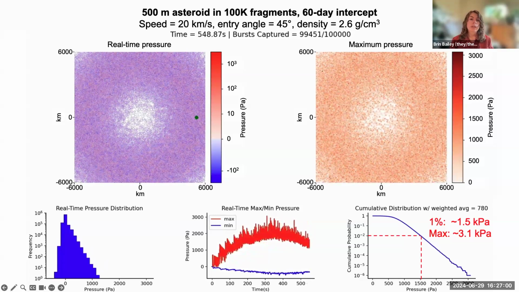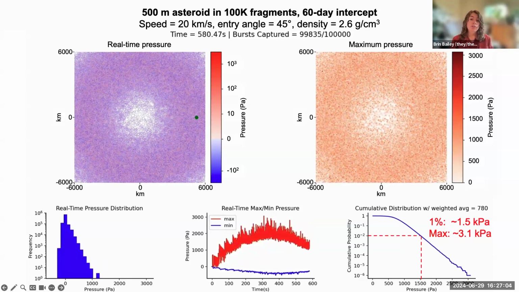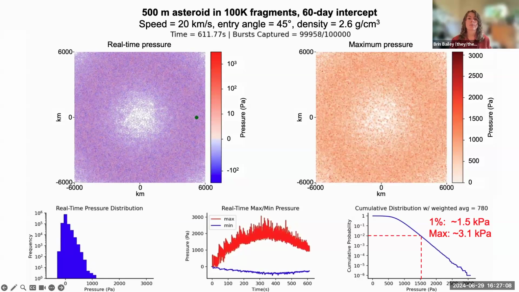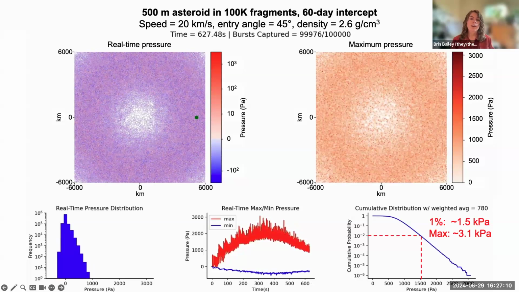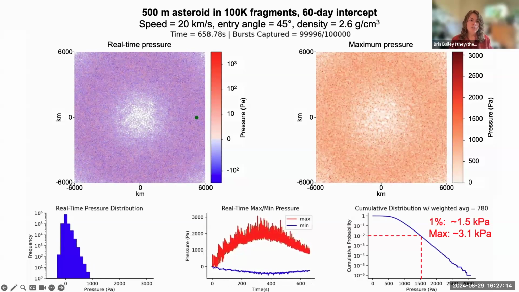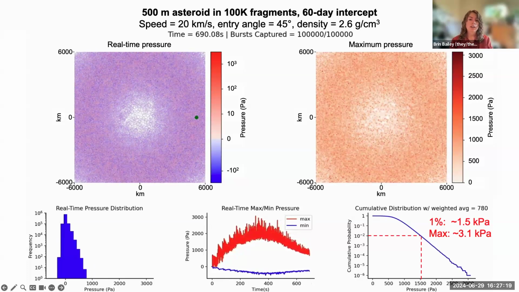So in the upper left, we again see the real-time pressure. The upper right movie plot shows the maximum pressure, where each pixel holds onto the highest pressure value it experiences throughout the length of the simulation. And we also keep an eye on the real-time pressure distribution and the minimum and maximum pressure, just to keep an eye on things as they occur.